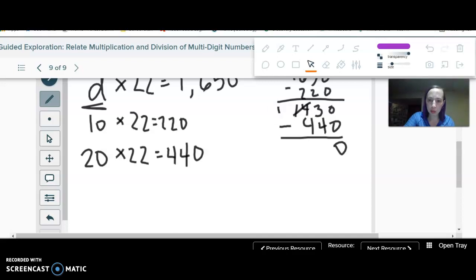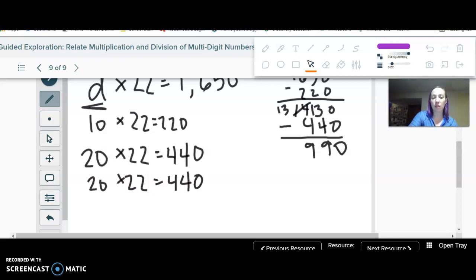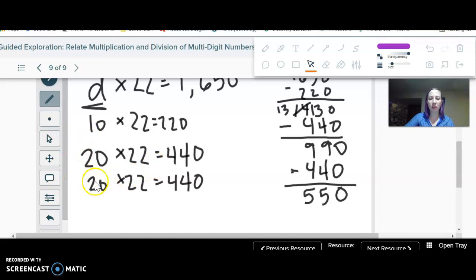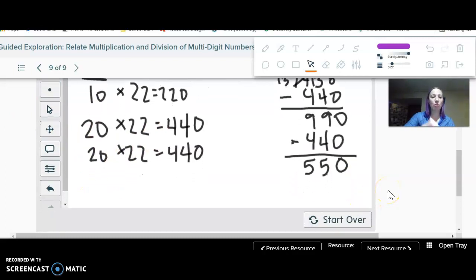Okay, I'm going to group that up and do 13, and then 13 minus 4 is 9, so 990. I can do another 20 groups. So then that's going to be another 440. And you might say, oh, I could do an even bigger group, which is fine. If you're like, I could do 30 groups or 40 groups, that is fine. I'm going to do another 20 groups.